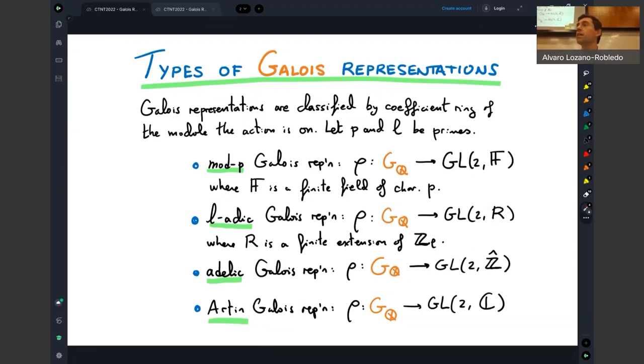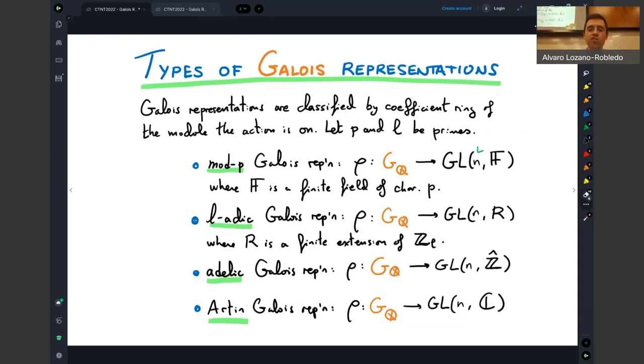When the ring is Z hat, it has to do with the adeles of Q, so we call that an adelic Galois representation. And when we are working over the field of the complex numbers, we call that an Artin Galois representation. Here, the number 2 is a symbol for any integer n bigger or equal to 1, really, not just 2. So all those should be n's. Let's fix that.